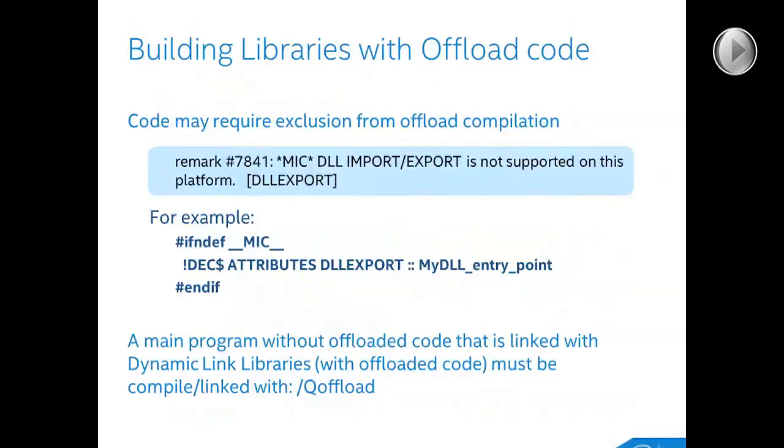One last, important note: if you are building a DLL and linking that to a main program that does not have any offloaded code within it, you will need to go ahead and link that main program with the Q offload option. This makes sure that we have some linkage to the offload runtime in order to support the offloaded code within your dynamic link library.